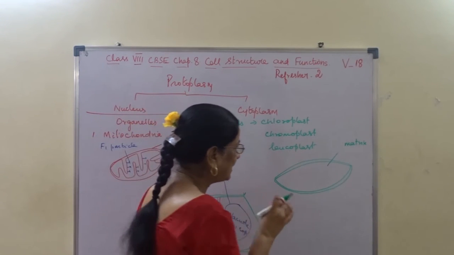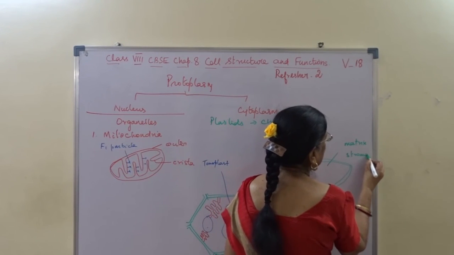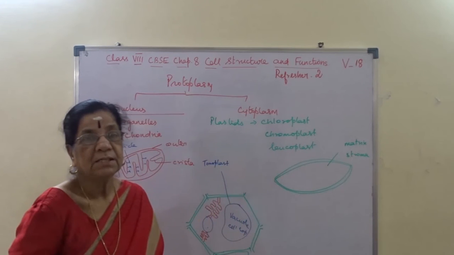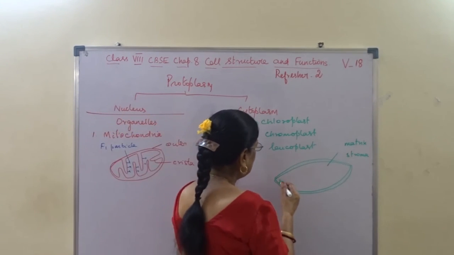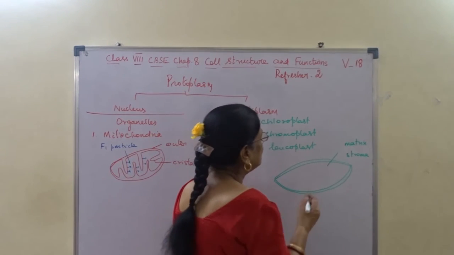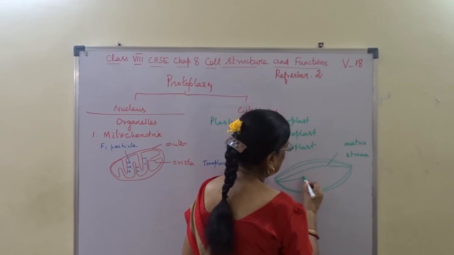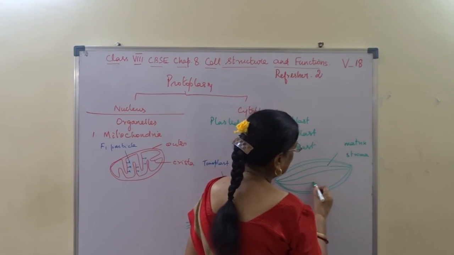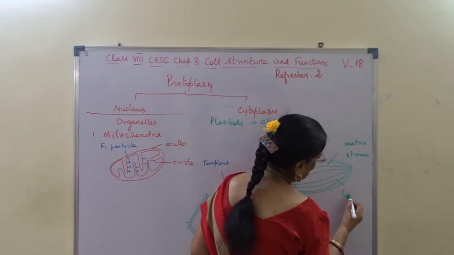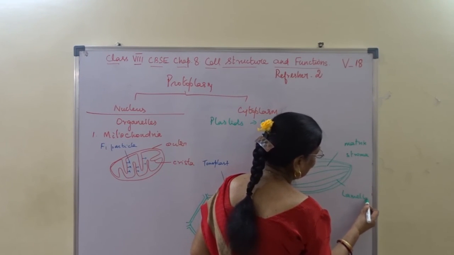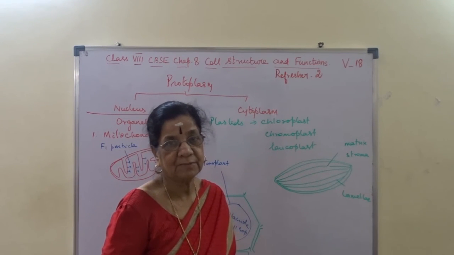Now this matrix in the chloroplast is the stroma, right? And this stroma is found inside the chloroplast as lamellar structure like this. So this is called stroma lamellae.